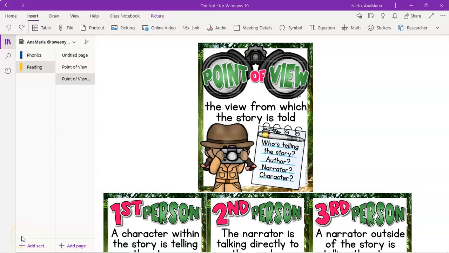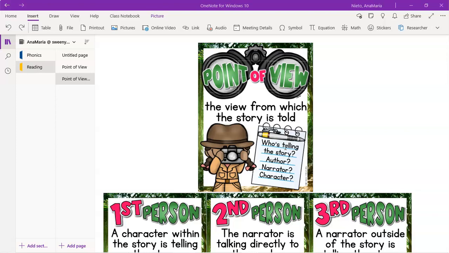Okay, guys, so we're going over point of view again today. So remember, point of view is the view from which the story is being told. So who's telling the story? Is it the author, the narrator, or the character?